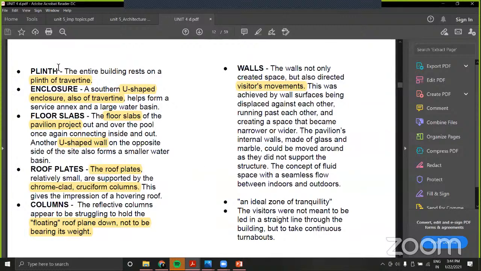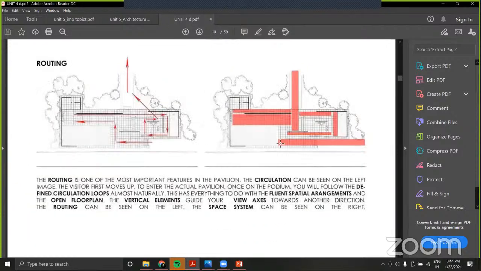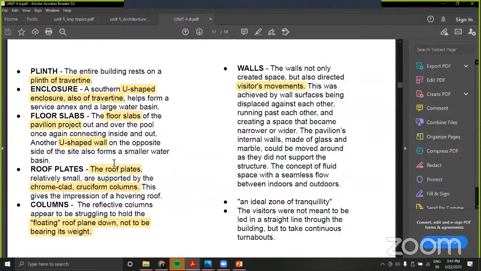In the case of the plinth, he used travertine. The enclosures, the other new-shaped enclosure, are also of travertine. The floor slab projects out over the pool, once again connecting the inside and the outside. The roof plates are relatively small and are supported by chrome-clad cruciform columns.